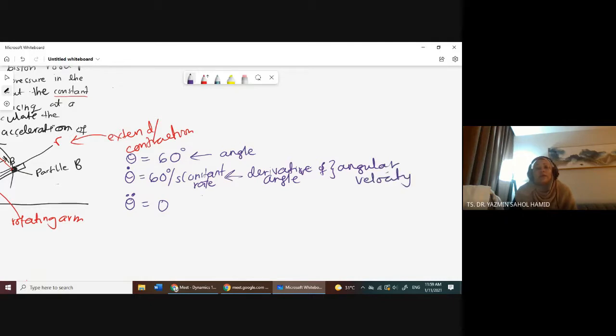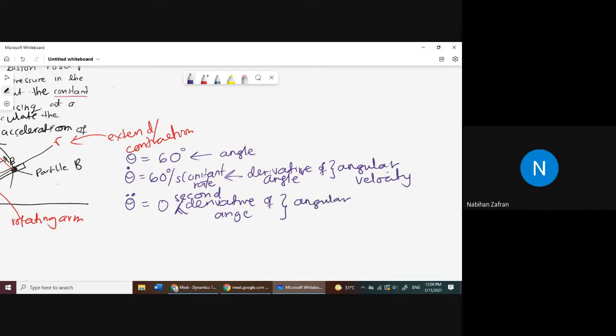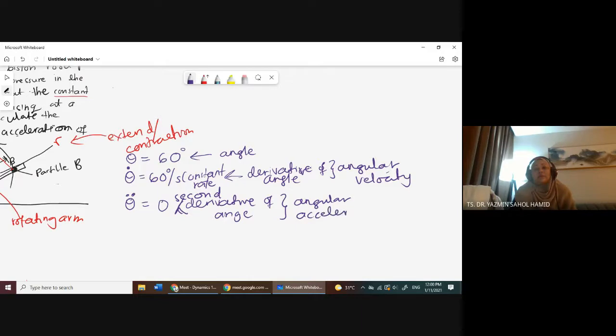Okay. And this is the second derivative of the angle. The second derivative of the angle is the angular acceleration. Yes. Alright. So it is the same if we have R, and then we have R dot, and then R double dot.